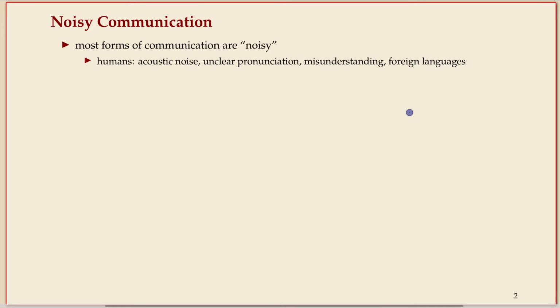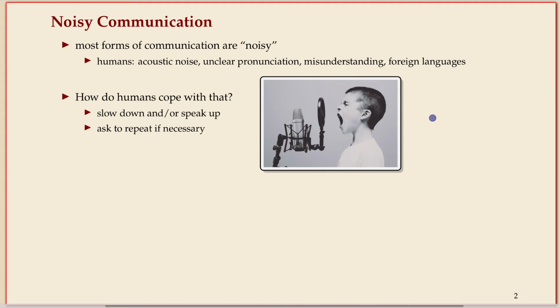So what are we talking about? I put this title Noisy Communication, but it's maybe true that communication is almost always noisy in some sense. If you think about humans, when we talk to each other, there's all sorts of things that can go wrong. I'm sure you know all about these. And how do we cope with that? What ways have we found to work around all of these different problems?